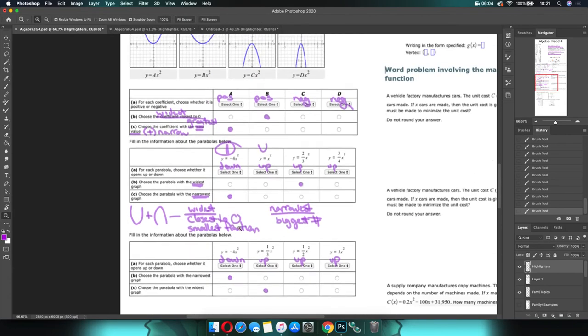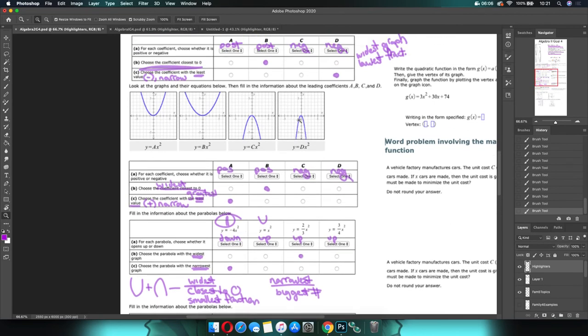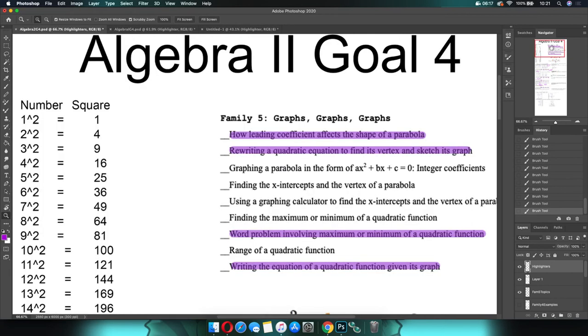There are two types of flavors for this. They'll either give you a graph or they'll give you the leading coefficients. And the type of questions they ask change very slightly, but ultimately they're basically asking the same thing. So this was the odd topic out. When I go back to my list, this one has now been taken care of.